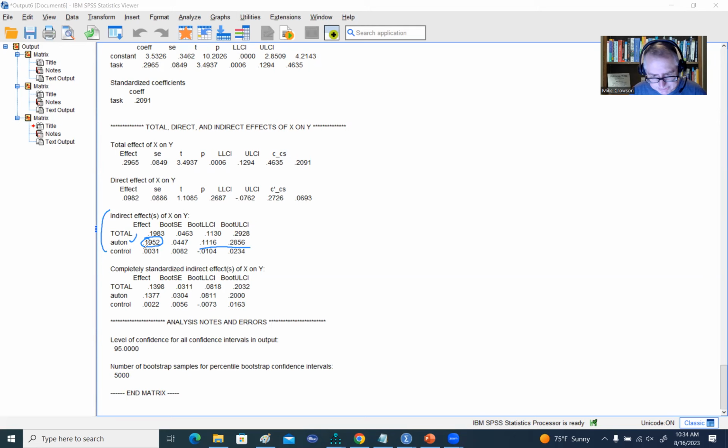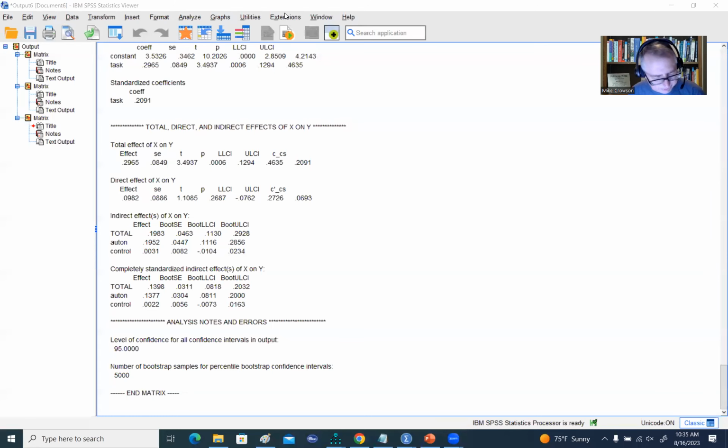Then we have the specific indirect effect by way of the second mediator, controlled motivation. It's 0.0031. The 95% confidence interval ranges from negative 0.0104 to 0.0234. So in this case, 0 does fall between the lower and the upper bound of this particular confidence interval, and that leads us to essentially maintain the null, assume that there's no evidence that controlled motivation mediates the effect of task orientation on intention to continue in sport.